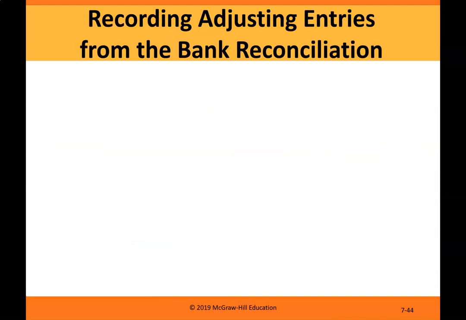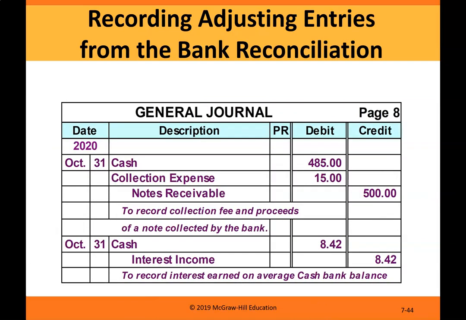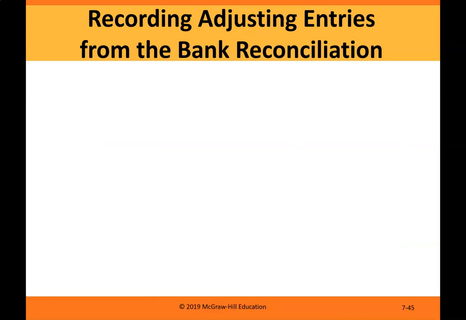Recording adjusting entries from the bank reconciliation. Here's an example of recording entries on this example that we're using. So we debit cash, debit collection expense, and credit notes receivable. We debit cash and credit interest income. So we're recording everything that was on the bank statement that we didn't put through our books.